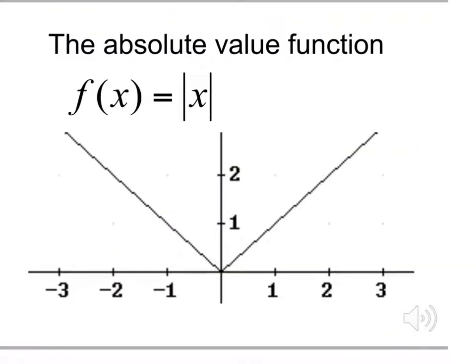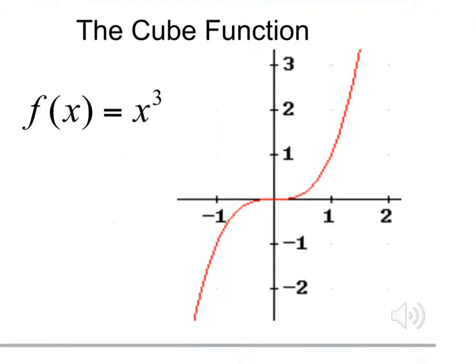Here we have the absolute value function. If you look at it, from the left it looks like a line, and on the right, it looks like a line. However, the values that come out of absolute value are positive, so it's on the positive side of the y-axis. This is a cube function, to the third power. This cube function sort of looks like a quadratic, but it doesn't come back down. It goes up. So this is a cubic function.